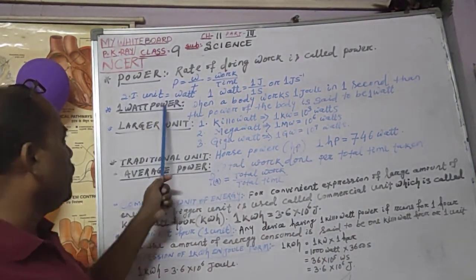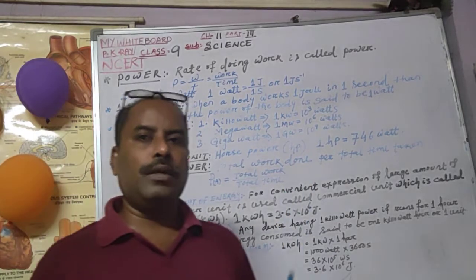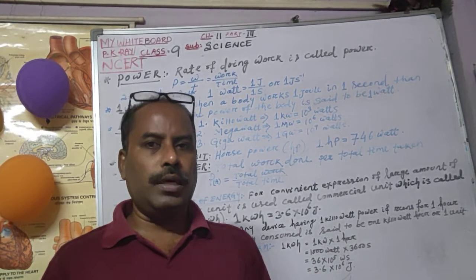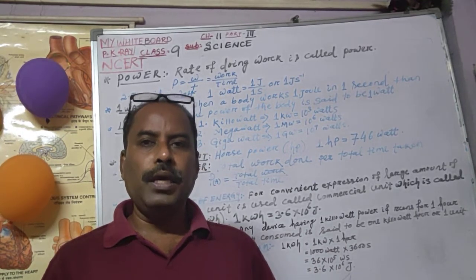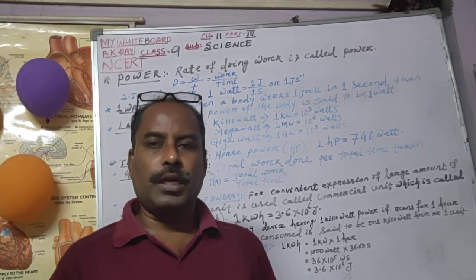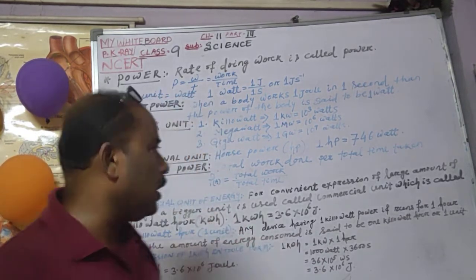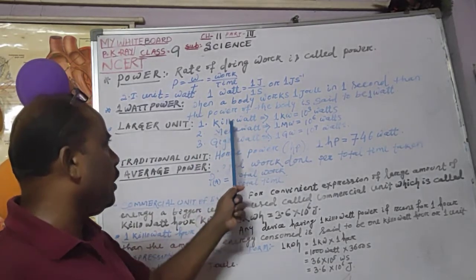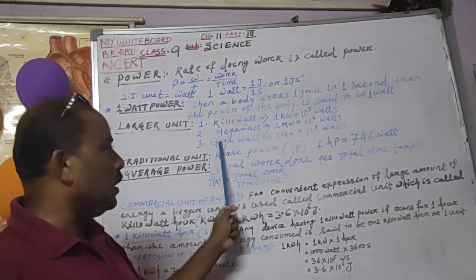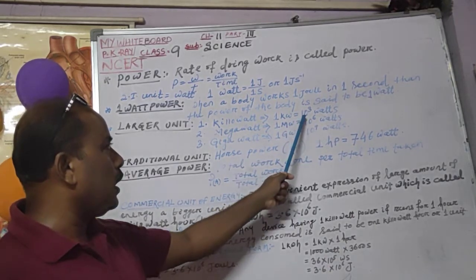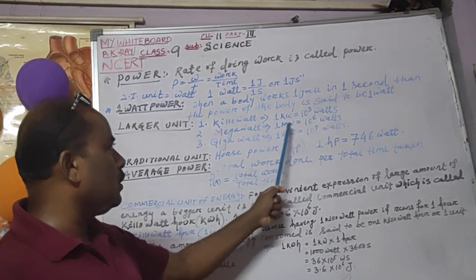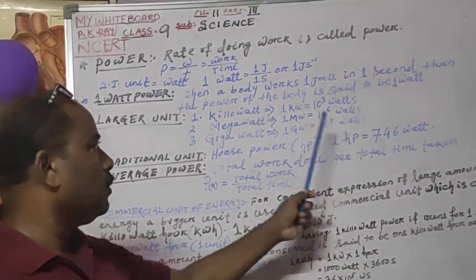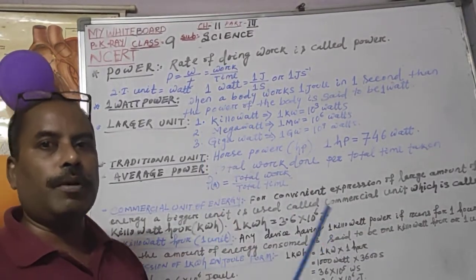Now after the SI unit, we have to see the larger, bigger units, because when energy is consumed in a large amount, power will also be expressed in a large amount. The SI unit is the watt, but the larger units are kilowatt, megawatt and gigawatt. 1 kilowatt is equal to 10 to the power 3 watt. 1 megawatt is equal to 10 to the power 6 watt. 1 gigawatt is equal to 10 to the power 9 watt. These are known as the larger or commercial units.